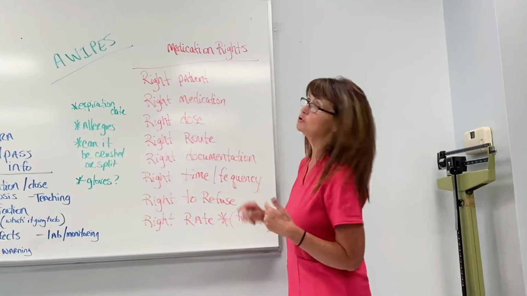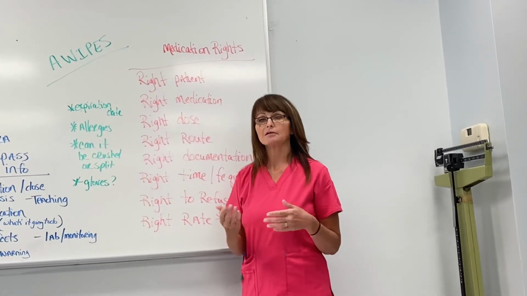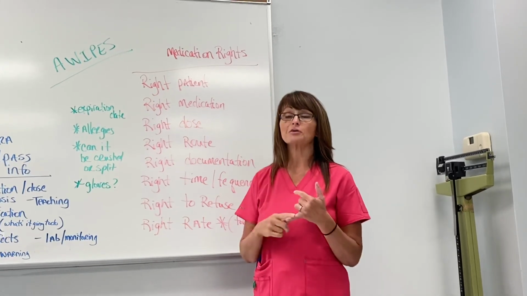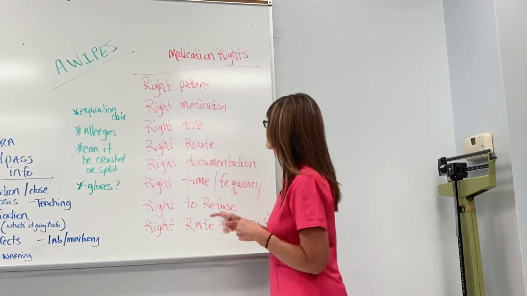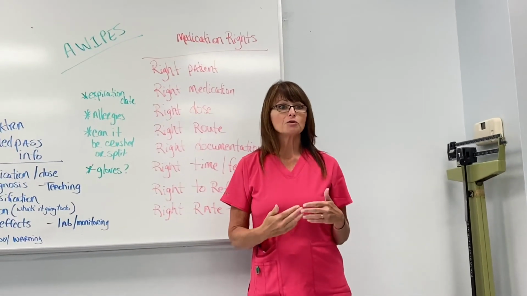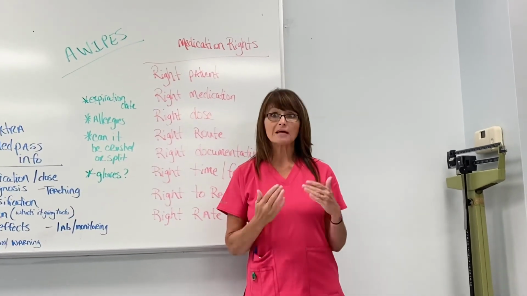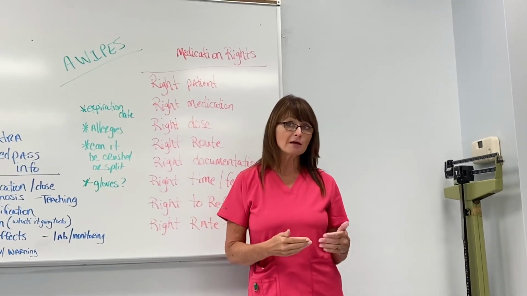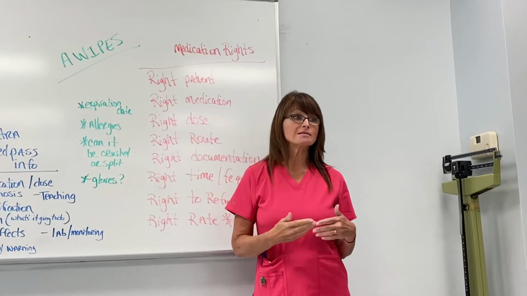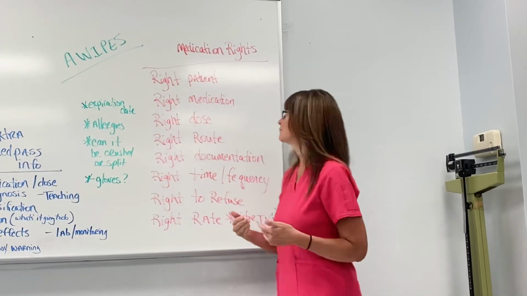The first one, do you have the right patient? Seems simple. You always identify your patient with 2 identifiers, their name and their date of birth. And you always ask the patient, tell me your name. Get out of the habit of saying to your patient, are you Miss Smith? Because if they're demented, they may shake their heads yes. So always ask, tell me your name and date of birth.